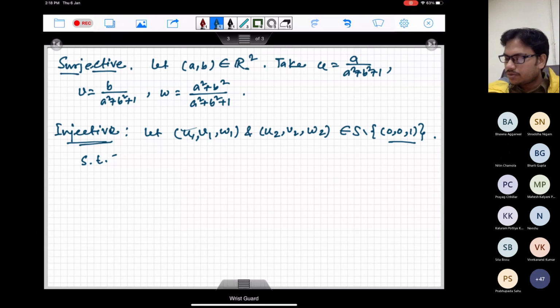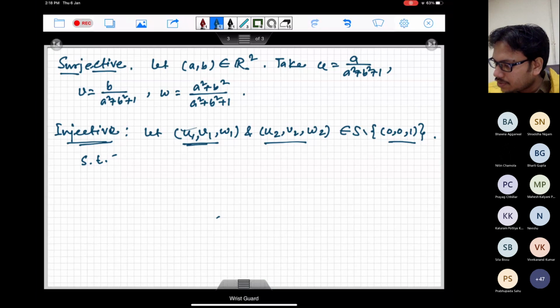So what condition do I get over here? If they correspond to the same complex number, then component-wise the terms are the same. I have to prove that, but I am saying that at this moment I am starting to prove injectivity, and I am saying let us take two points which are going to the same point. Then we will show eventually u1 equals u2, v1 equals v2, w1 equals w2. That is our goal.